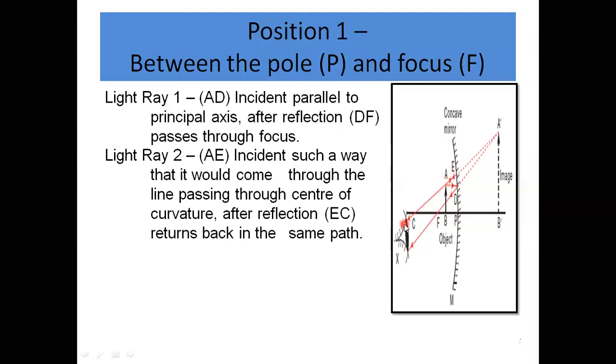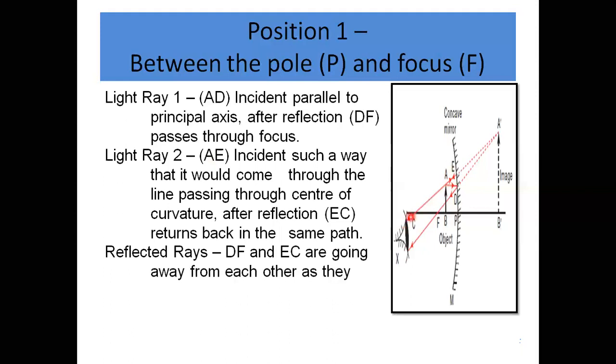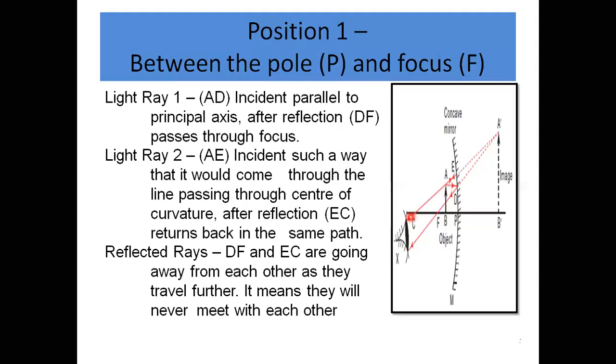So we are having here two reflected rays. First is DF and second is EC. These two reflected rays are moving apart from each other as they are moving further. It means that they are never going to intersect. And if they are never going to intersect, then how are they going to create an image? If we look from our perception, we get an illusion that they are diverging from one point A dash.